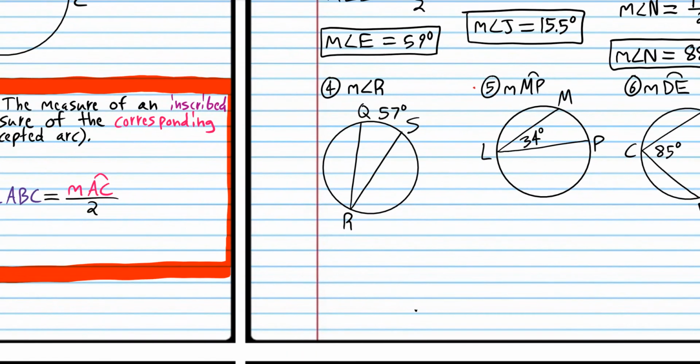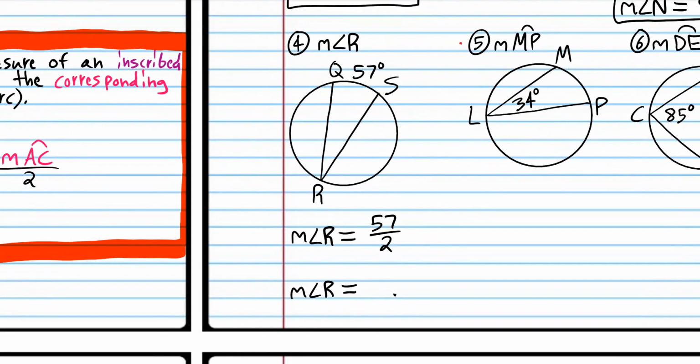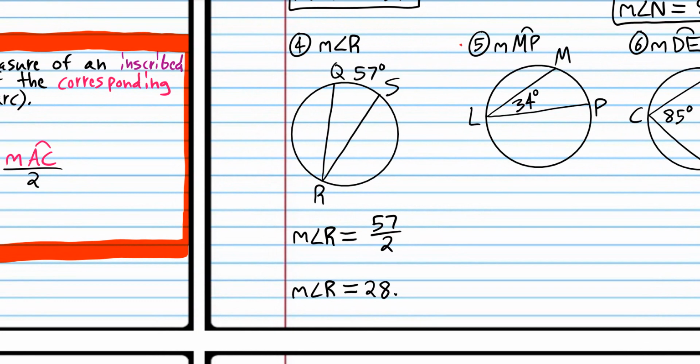All right, we're back. The measure of angle R is equal to the measure of the corresponding arc divided by 2. So the measure of angle R is equal to 57 divided by 2. Again, you can use your calculator if you need to, and that would be 28.5 degrees. So if you got that answer, good job.